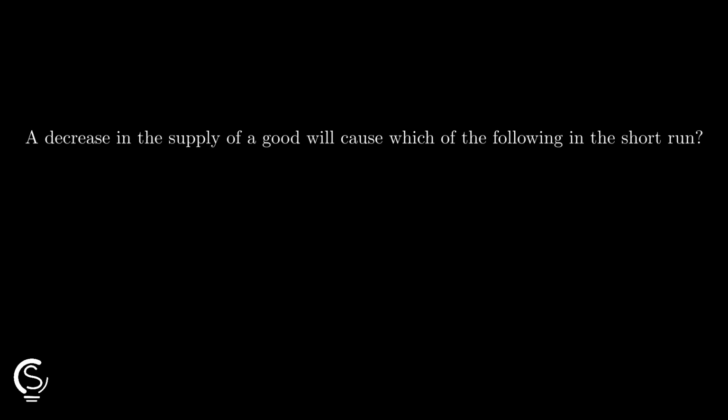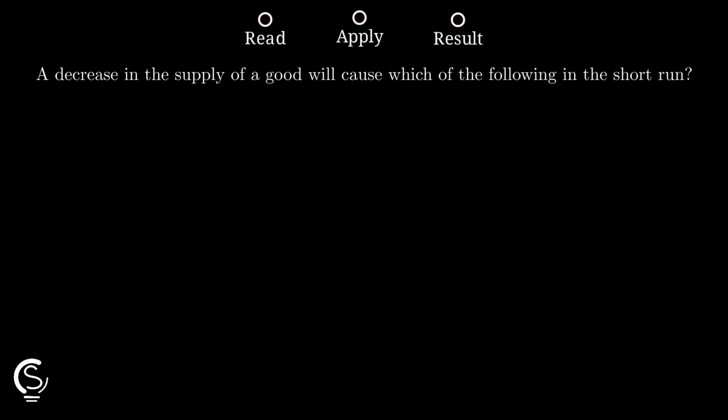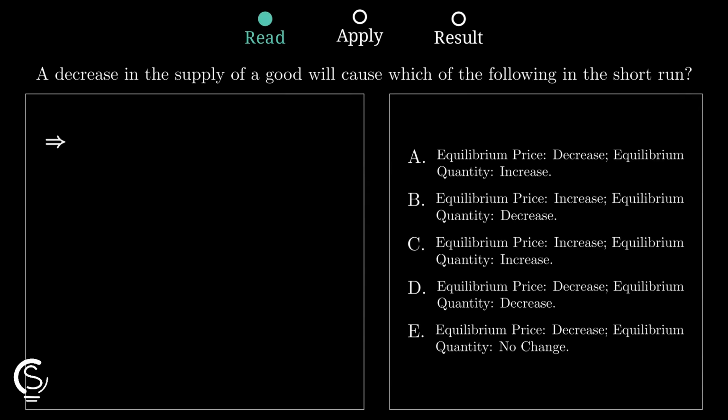Supply questions get easy fast when you track the graph shift first, because one move tells you exactly what happens to equilibrium price and quantity. Start with the change itself. A decrease in supply means sellers offer less at every price, so the supply curve shifts left, and that is the whole setup.